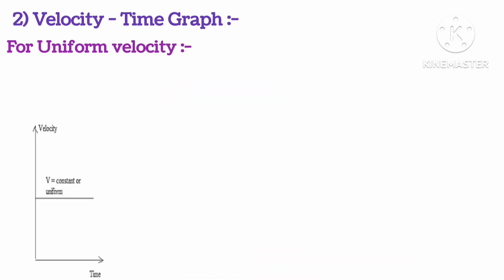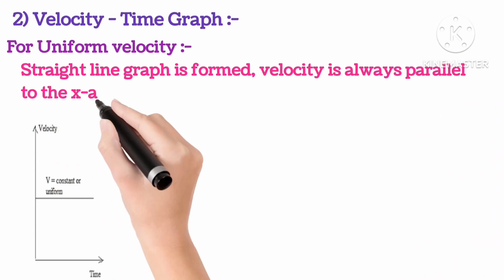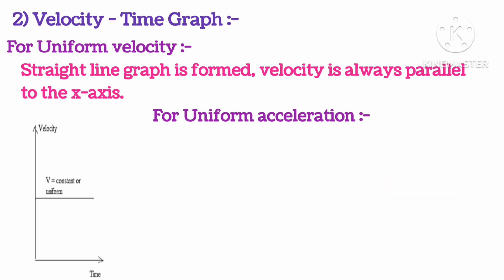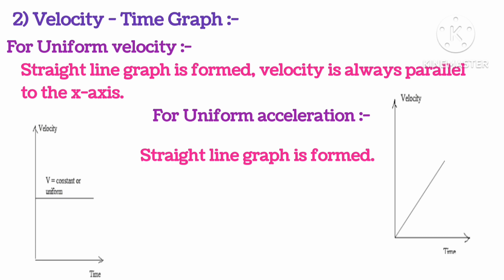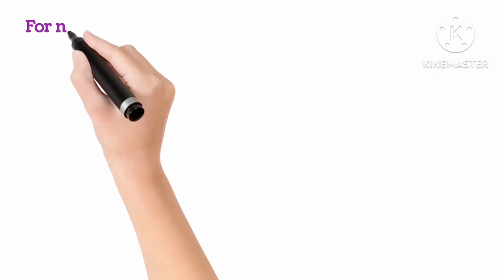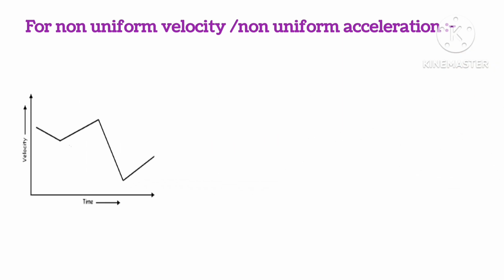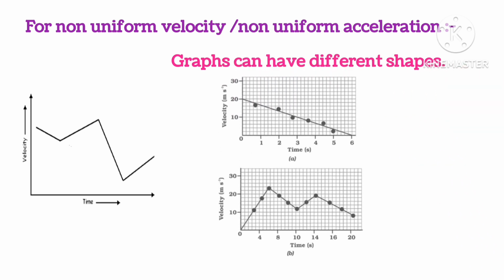Velocity time graph. For uniform velocity, a straight line graph is formed. Velocity is always parallel to the x-axis. For uniform acceleration, a straight line graph is formed. For non-uniform velocity and non-uniform acceleration, graphs can have different shapes as shown here in the picture.